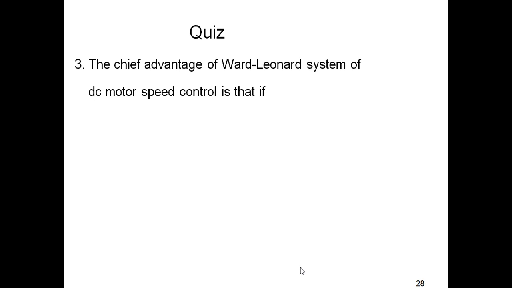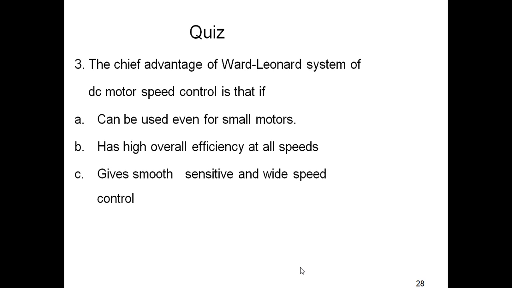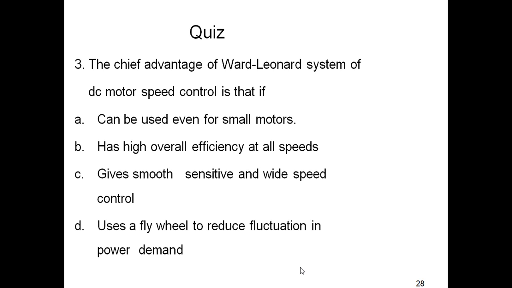The third one, the chief advantage of Ward Leonard system of DC motor speed control is that it, option A, can be used even for small motors, option B, has high overall efficiency at all speeds, option C, gives smooth, sensitive, and wide speed control, option D, uses a flywheel to reduce fluctuation in power demand. The answer is gives smooth, sensitive, and wide speed control.